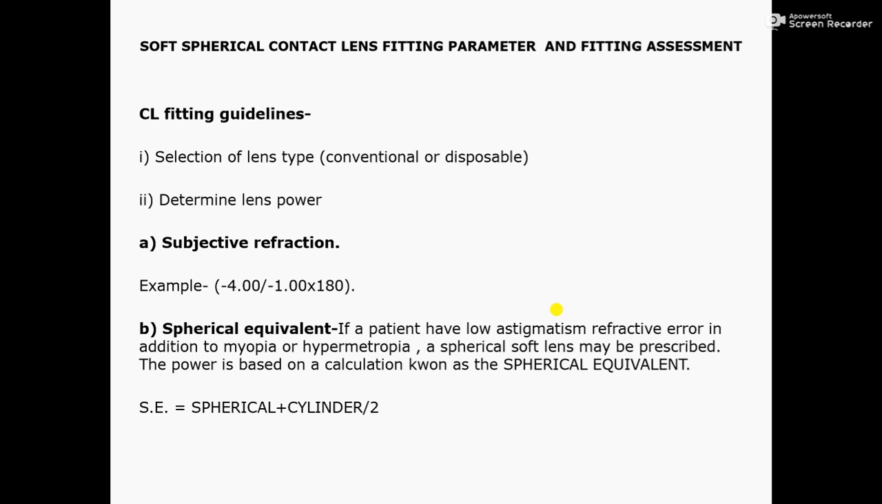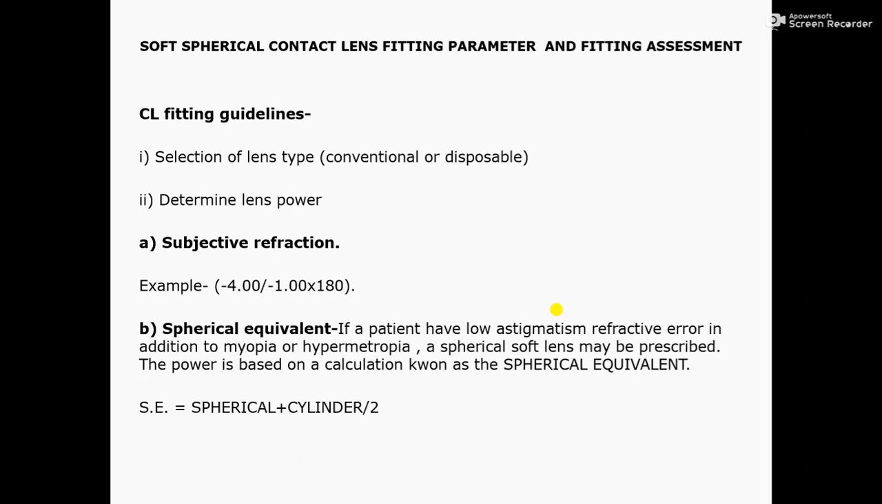Number two, determine lens power. Here we should check the power of the contact lens by subjective refraction. Next, spherical equivalent. If a patient has low astigmatism, refractive error in addition to myopia or hypermetropia, in that case a soft spherical contact lens may be prescribed. The power is based on a calculation known as the spherical equivalent. The formula of spherical equivalent is spherical plus cylinder by 2.